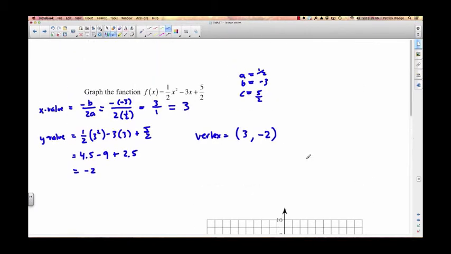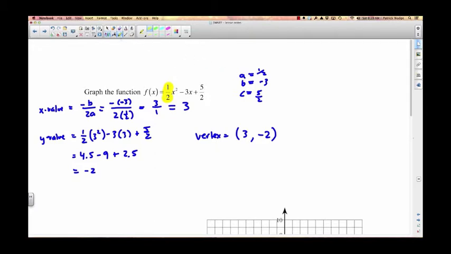All right, does it face up or down? Well, how do you know? You look at the a value, just like in standard form. Remember in standard form there was an a value? Well, the a value in general form is exactly the same. It tells you the same information. So because this is positive, you know this is going to face up. And because it's between 0 and 1, you know this is going to be a wide parabola.